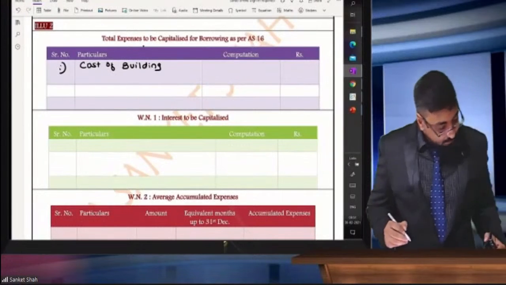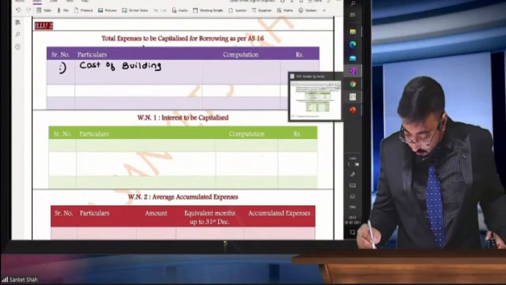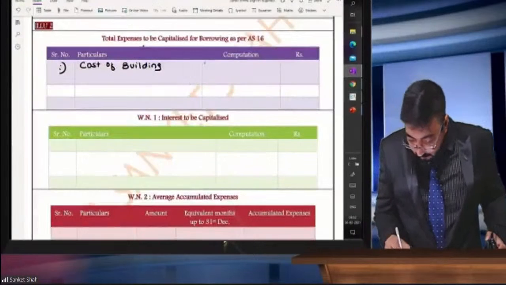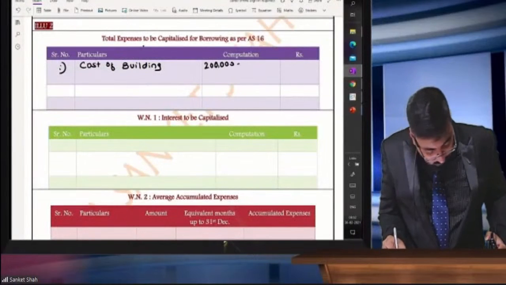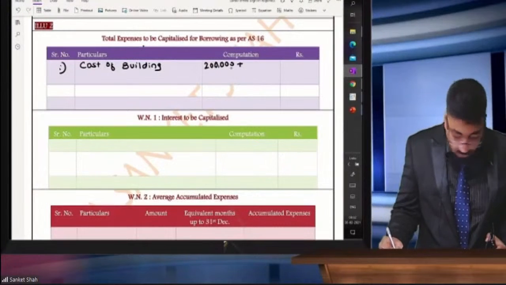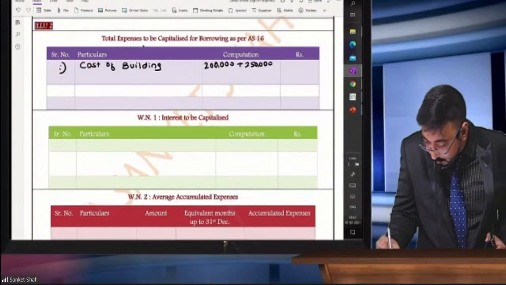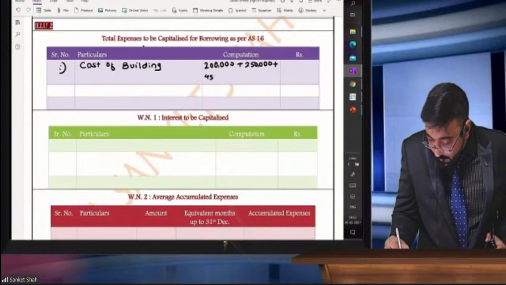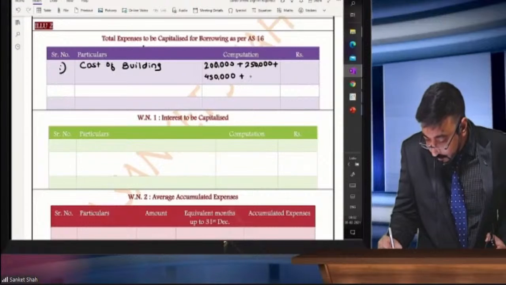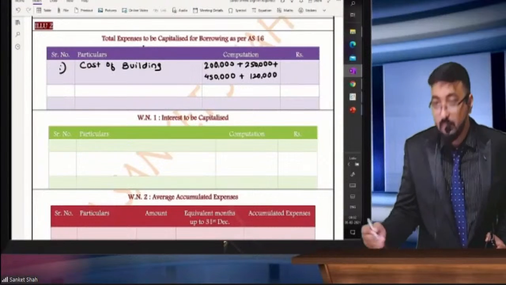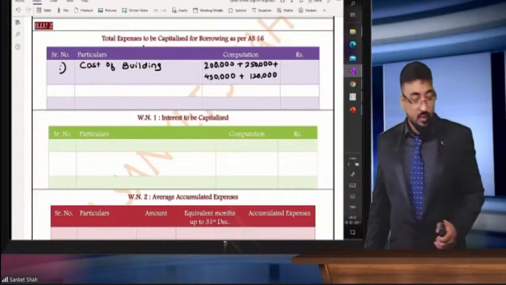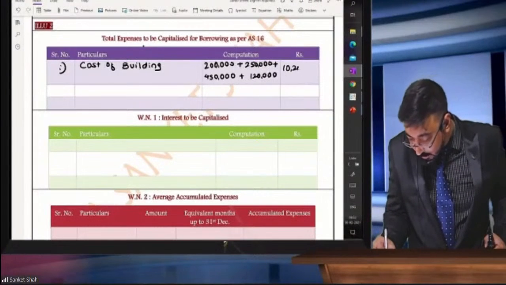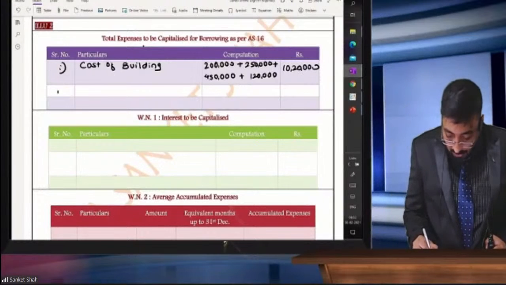Cost of building. Yes, write down 2 plus 250 plus 450 plus 120. 2 lakhs plus 2,50,000 plus 4,50,000 plus 1,20,000. So what is the cost of building beta? Fast. 10,20,000. Correct?